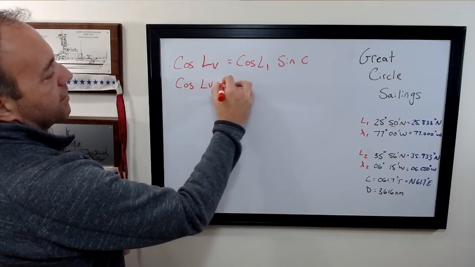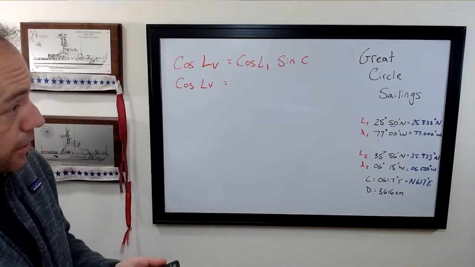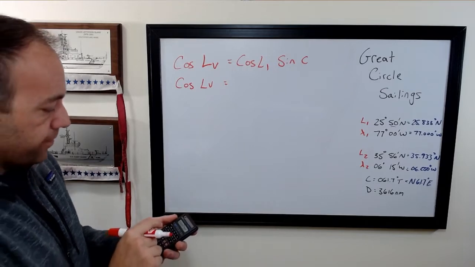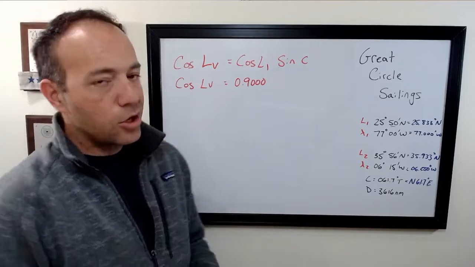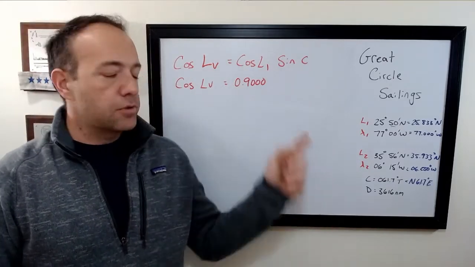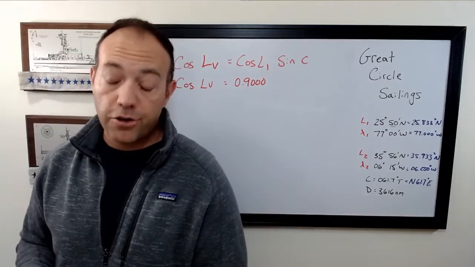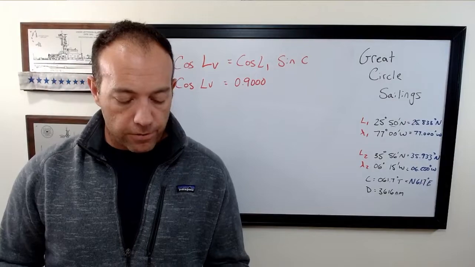So the cosine of the latitude of the vertex is going to be equal to 25.833 times the cosine, which gives you 0.900. I like to go to 4 decimal places when I'm doing my Coast Guard exams. I always end up with the right answer that way, assuming I did the problem correctly. But you don't need to go necessarily too much further.